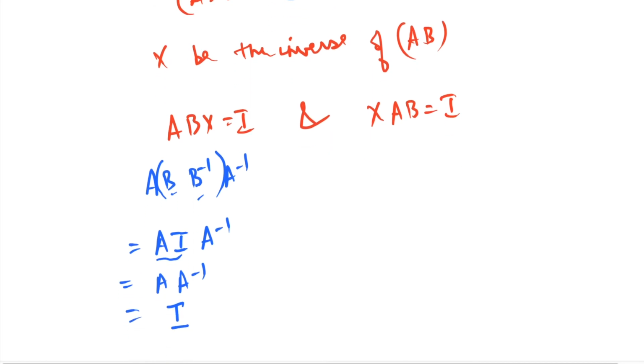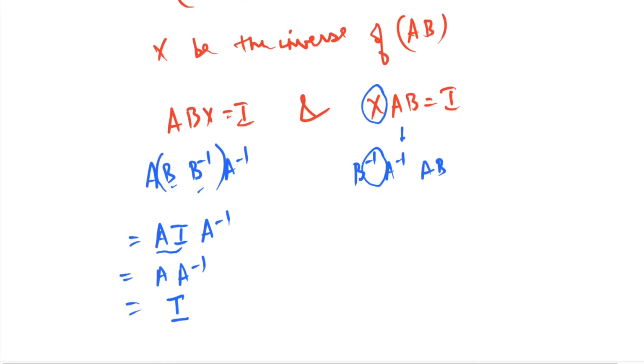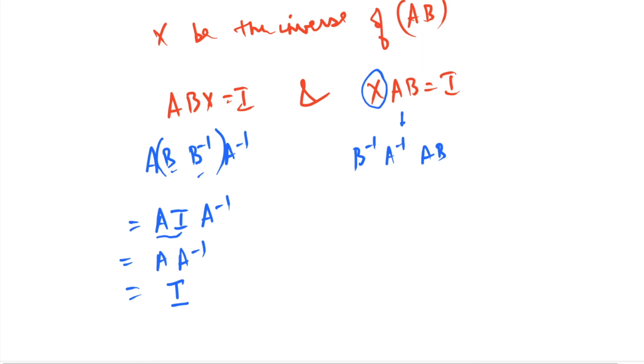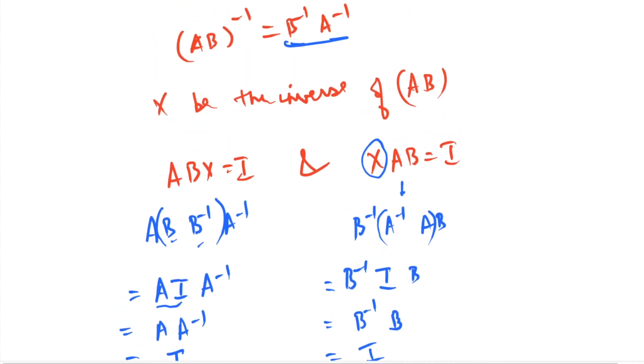All right. Now let's see the other case. Let's say B inverse A inverse times AB. Let's see what this value is if we substitute B inverse A inverse for X over here. Again, collecting terms here, we can collect the middle two terms, A inverse and A, and this would give me I, B inverse I B, and this would be just B inverse B, and this would become I. So clearly, B inverse A inverse is the inverse of AB.